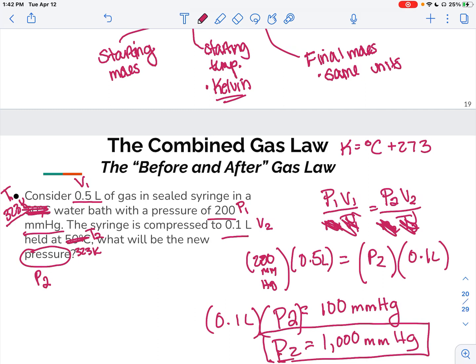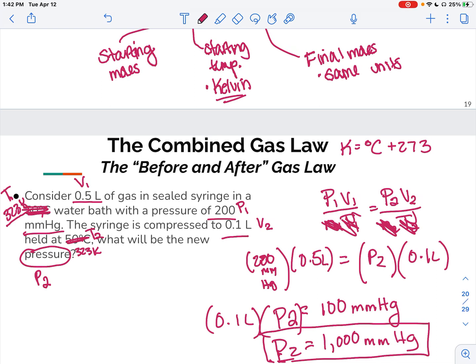Okay, so it's really important to always check that things look like they make sense. We would expect that if we are going from 0.5 volume to 0.1 volume, we are going to have an increase in pressure, because remember, pressure and volume have an indirect relationship. So we go from 0.5 to 0.1, that's lowering the volume. That means we're going to increase the pressure by the same magnitude.